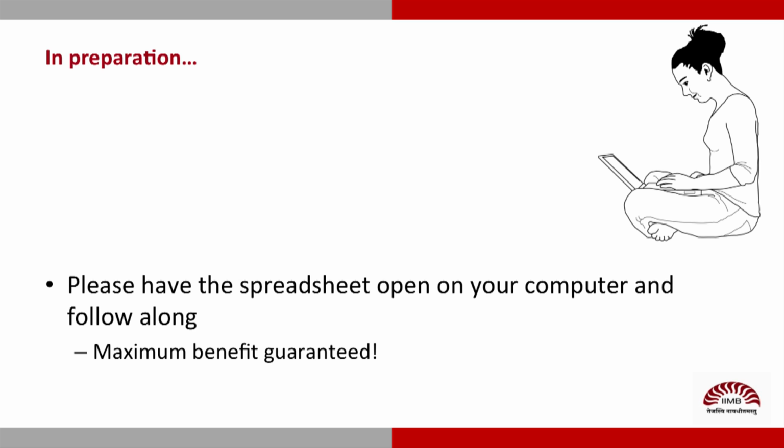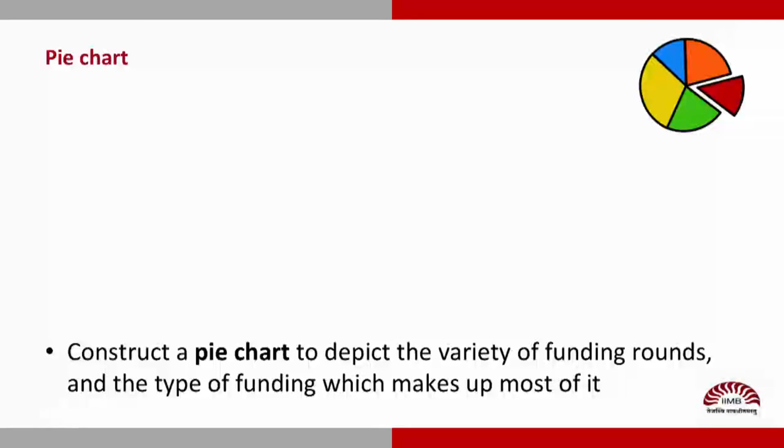Maximum benefit guaranteed. In our next step, we would like to get to the variety of funding rounds. How we're going to do this is to create a pie chart based on the frequencies of the funding rounds that we have seen in this data set.